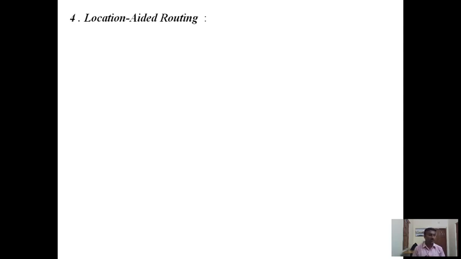The fourth one is location aided routing protocol, the fifth one is associativity based routing protocol, the sixth one is signal stability based adaptive routing protocol, and the last one, the seventh, is flow oriented routing protocol. So these 4 protocols we are going to discuss in this video. Among the 4, the first one is location aided routing protocol.